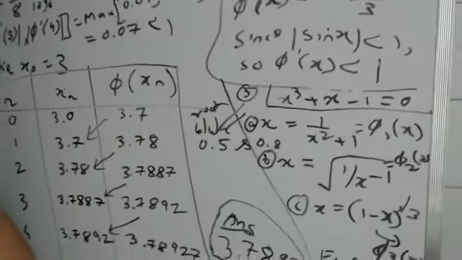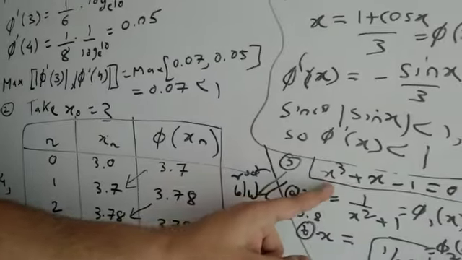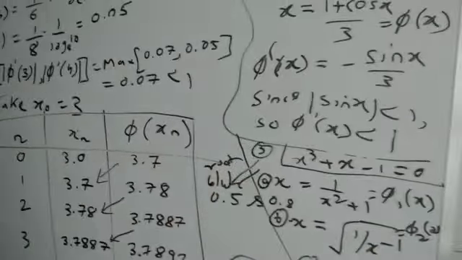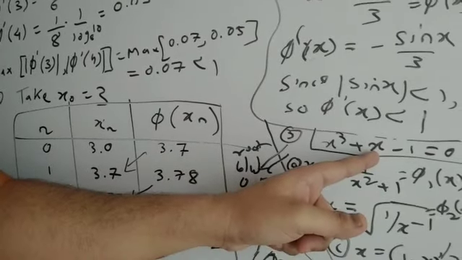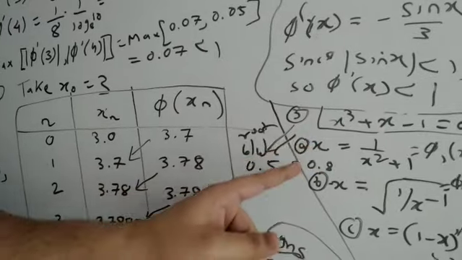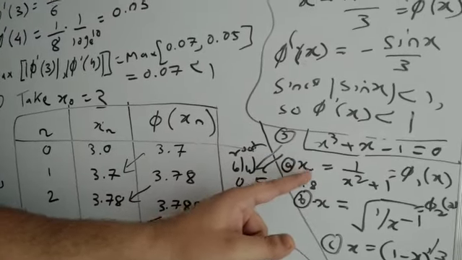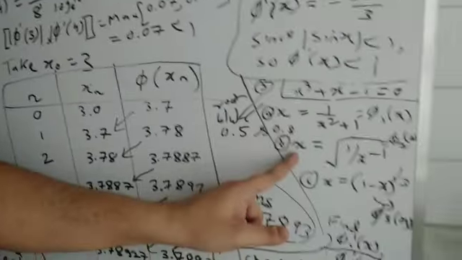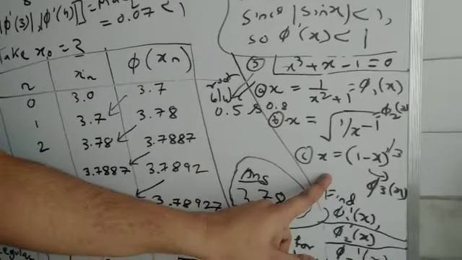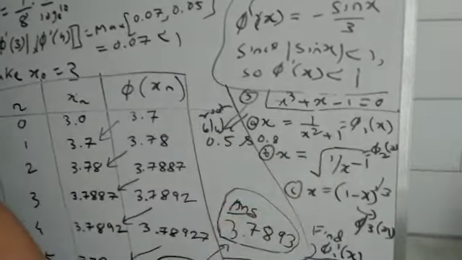The last problem, see, here it is. x cubed plus x minus 1 is equal to 0. Now you see, I can write this x in different ways. So there are 3 possibilities. x equal to 1 minus x cubed, or I can write it in this way, or I can write it in this way. So I am getting 3 phi x, right?